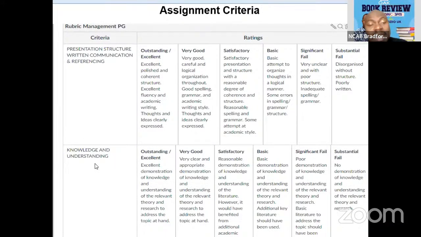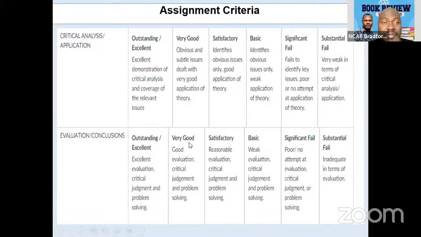Then you will go to the knowledge and understanding. What is it that they expect me to do there? They want an excellent demonstration of knowledge. That is, you have an idea of the course content, and you understand the question itself. Then you can move on to the critical analysis and application.